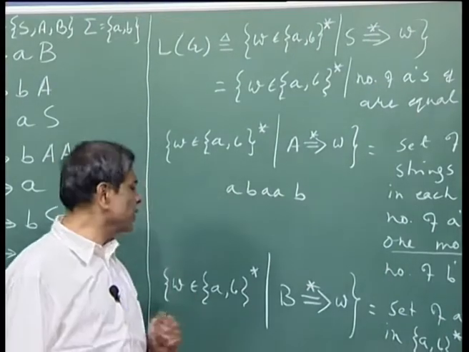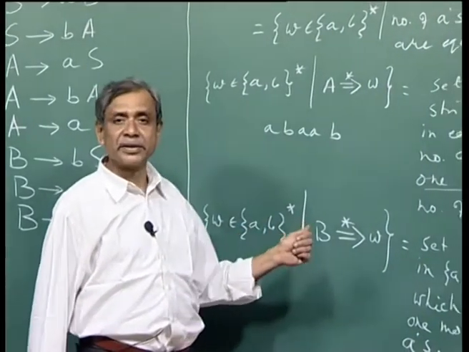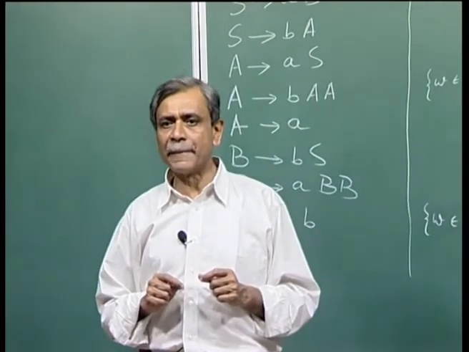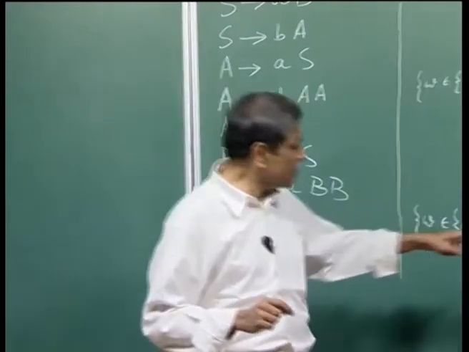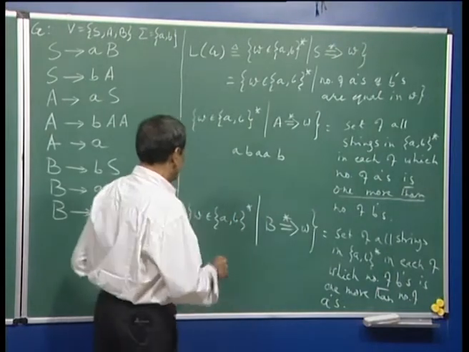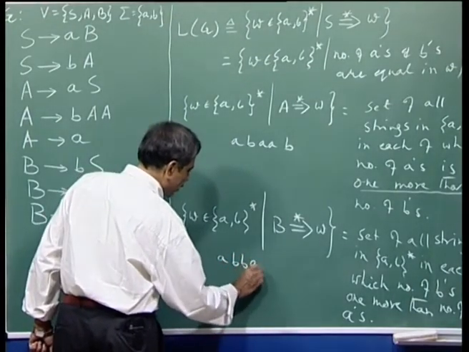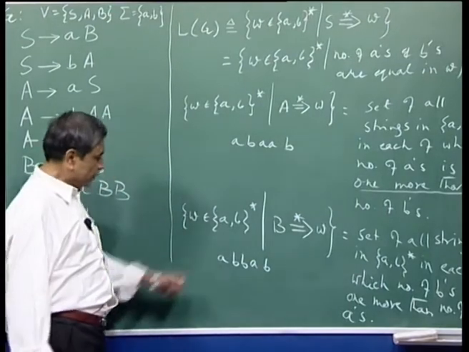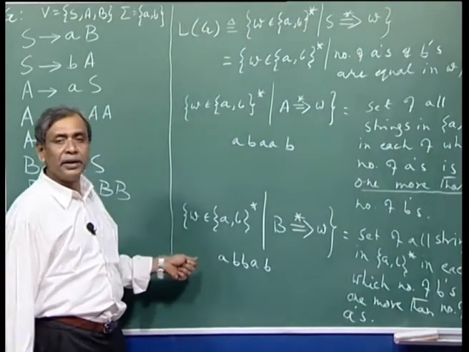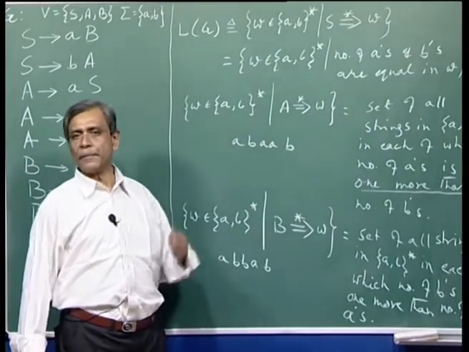Here, the number of a's is exactly one more than the number of b's, because there are 3 a's and 2 b's. And similarly, the set of strings which are derived starting from the non-terminal B is precisely those terminal strings where the number of b's is exactly one more than the number of a's. So, for example, if I had written something like b, a, b, b, a, here there are 3 b's and 2 a's. This string therefore should be in the set generated from the non-terminal B.